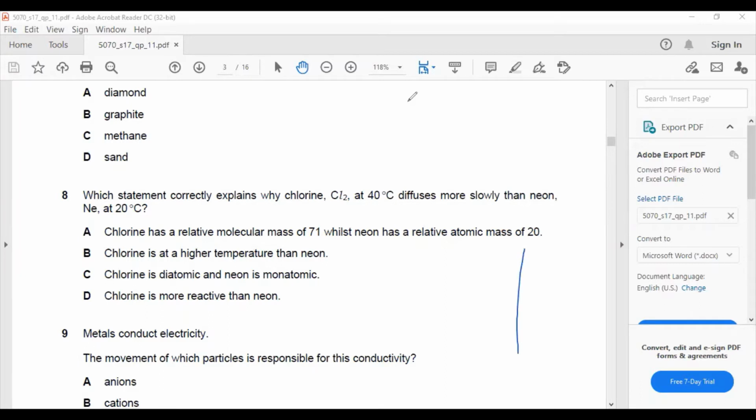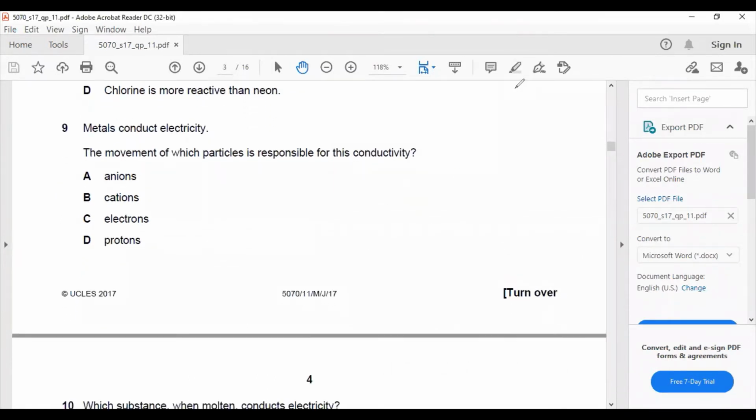Okay. Next, number 9. Metal is very simple. Question about metal. The movement of which particle is responsible for the conductivity? Obviously electrons, because metals have free mobile electrons, due to which it conducts electricity.